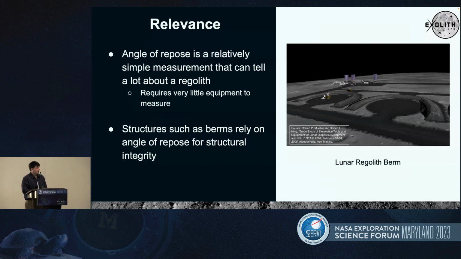There are plans, as you can see from the images on the right, for structures such as berms and other landing pads and habitats that will rely on angle of repose to not collapse any regolith piles that are created. So, you don't want a rover traversing up a slope that is past the known angle of repose of a regolith, or is likely to collapse.